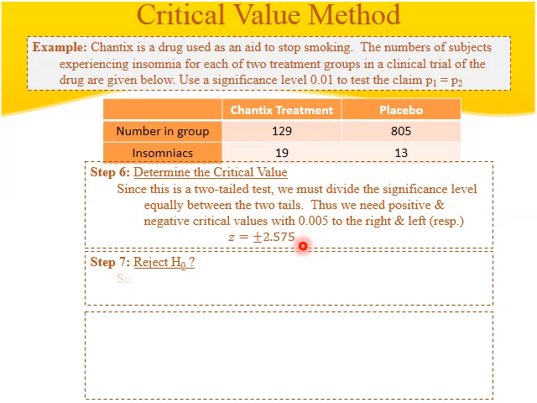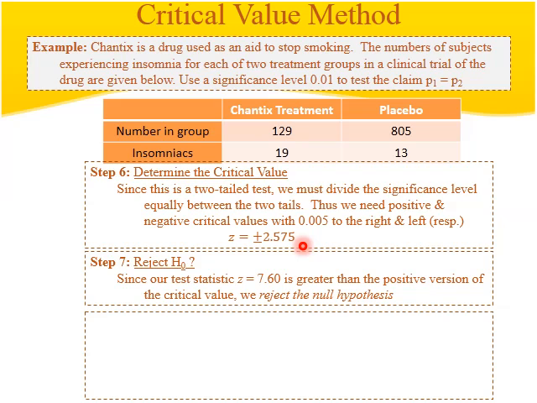Step 7 then is to compare our test statistic to our critical value. Now, since this is a positive test statistic, we're going to compare it to the positive critical value. Since it's greater than the positive critical value, that means it's more extreme, which means we can reject the null hypothesis that the two proportions are equal.